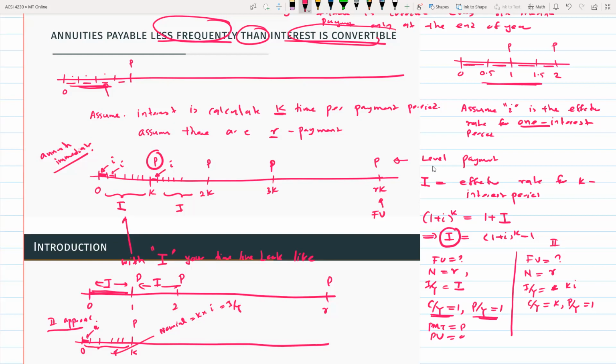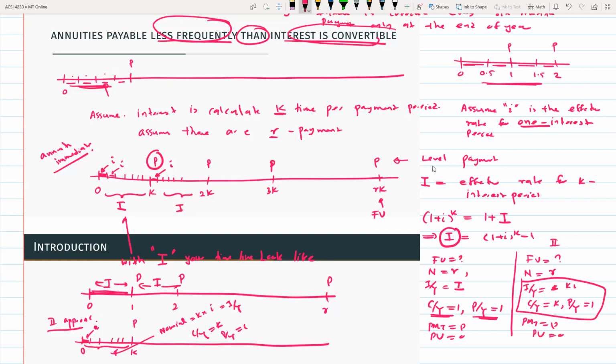And how many times do you compound? You are compounding K times per that time period. So compounding per year is K. And the payment is only once at the end of the time period, so payment per year is 1. That's why you have this setup. The rest is the same: payment is P, present value is 0.